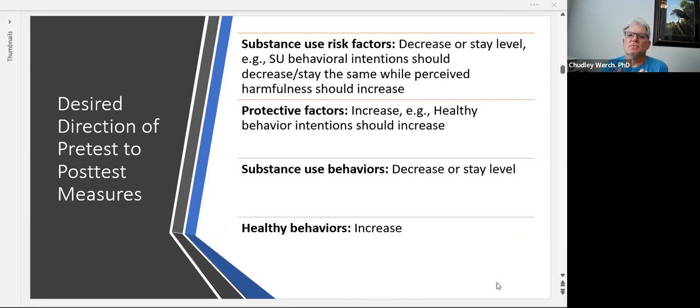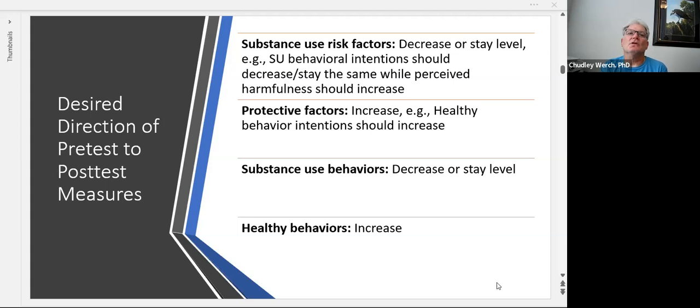Example, substance use behavioral intentions should decrease. In other words, an intention to use alcohol in the future should go down. But let's say at pre-test, your group already is at like 95% intentions to not use alcohol. There's no room left for improving because 95% have already said they're not intending to use alcohol. There's not a lot of room for improvement from pre-test to post-test. So that's one of the issues with these risk factors.